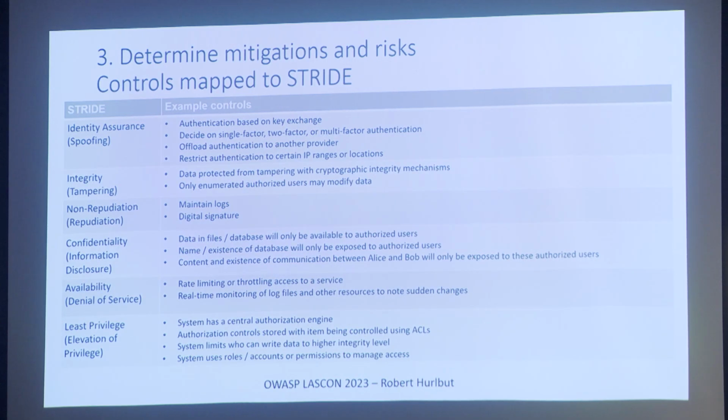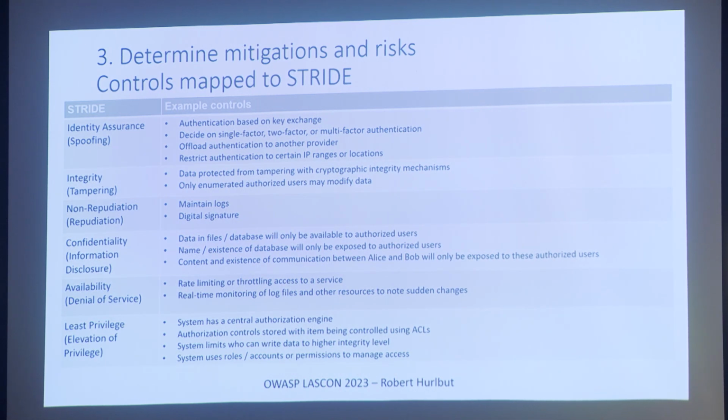Now, we want to determine our mitigations and risks. And so this is STRIDE, where it's got a lot of different example controls. For example, non-repudiation is really logs and making sure to manage those and monitor those. Availability, rate limiting. Of course, for authorization issues, you want to make sure you have a good central authorization engine, good access control, and so forth.